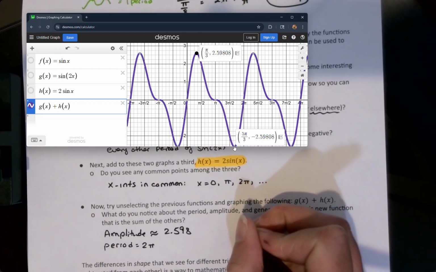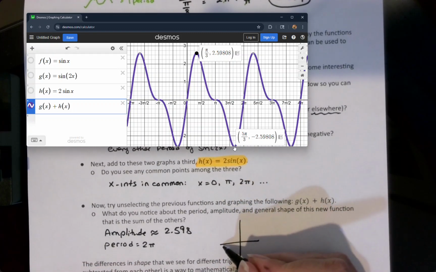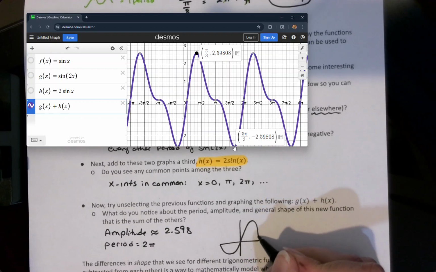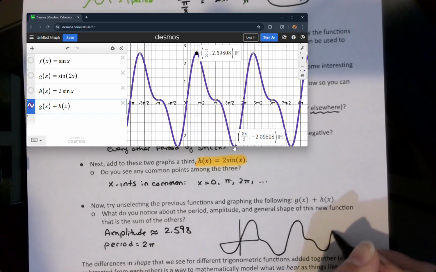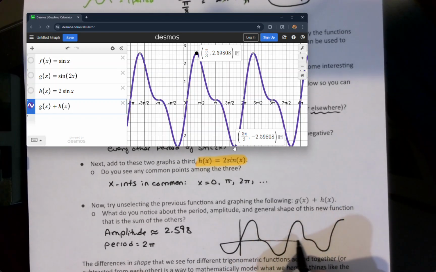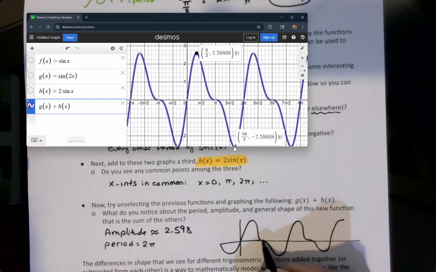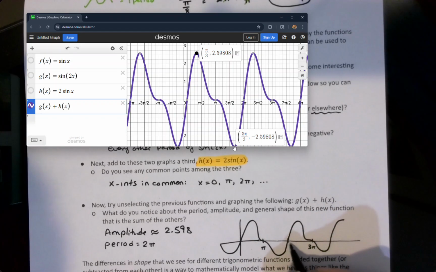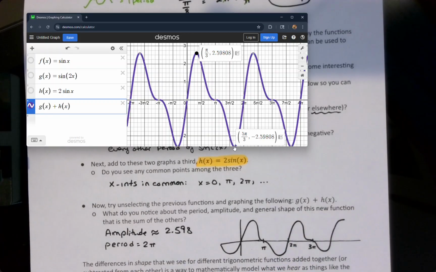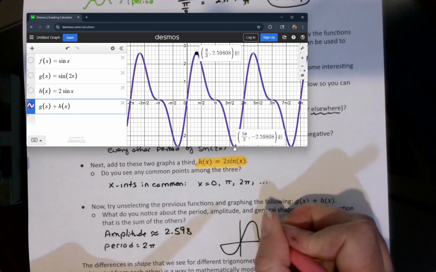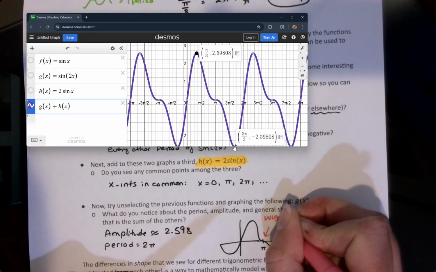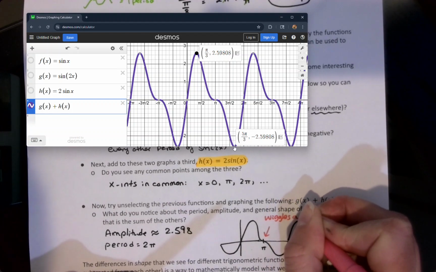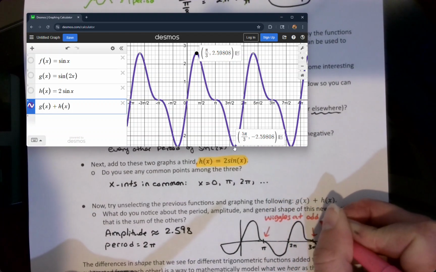And then the general shape is very different from the originals because of this wiggle thing through every odd multiple of pi. So I'll just make a note about this. We have these wiggles, I'm not sure what else to call them, at odd multiples of pi.